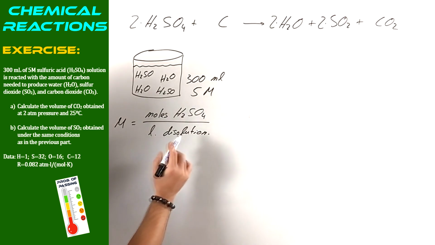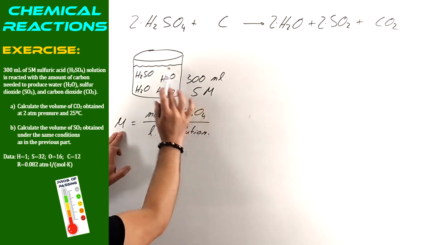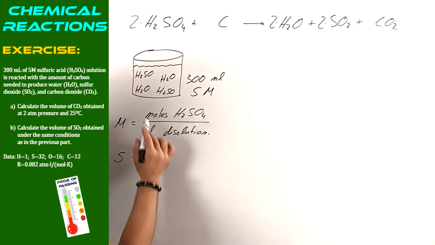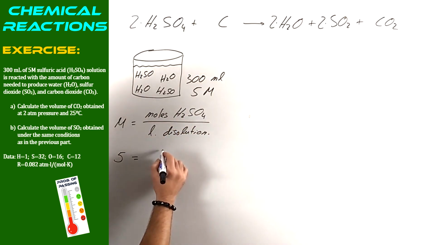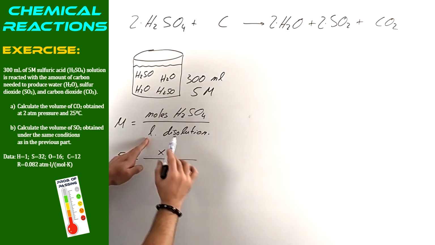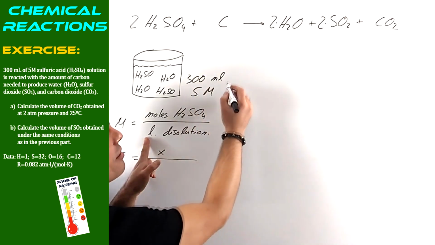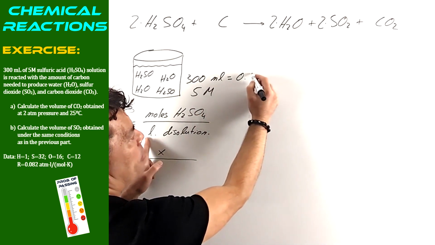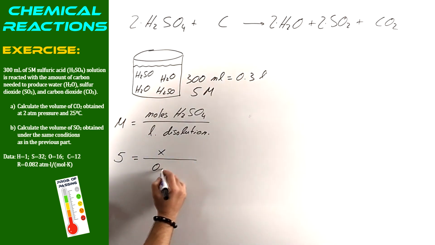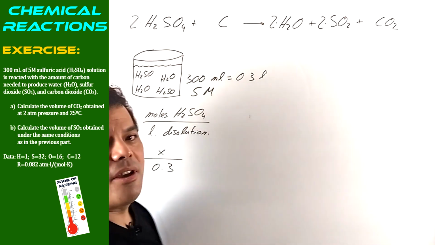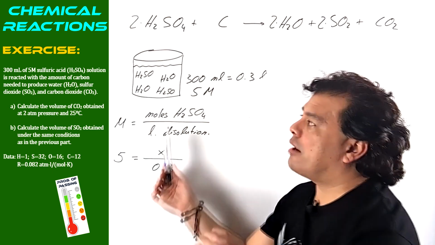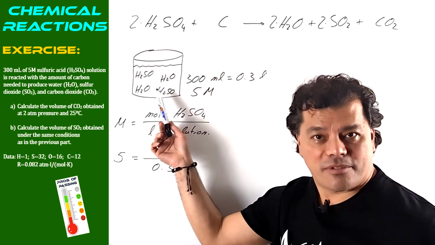So what are we going to do? It says that we have a 5 molar dissolution. 5 moles of sulfuric acid is what we want to calculate. And liters of this solution, 300 milliliters, which means 0.3 liters of this solution. And thus we can calculate the moles of sulfuric acid that are floating in this substance.